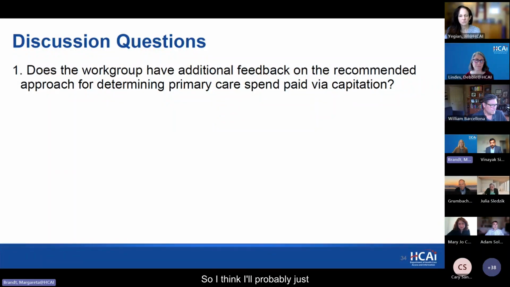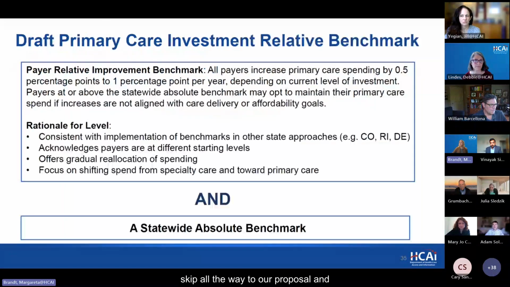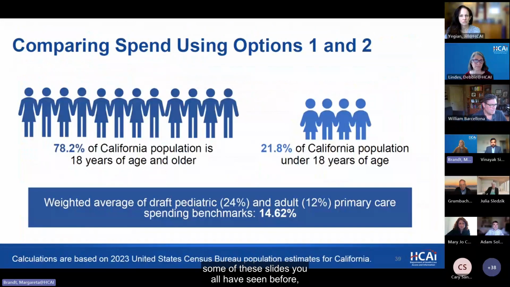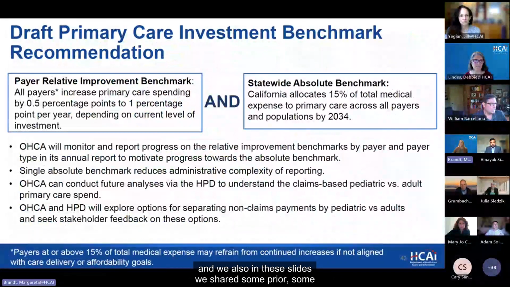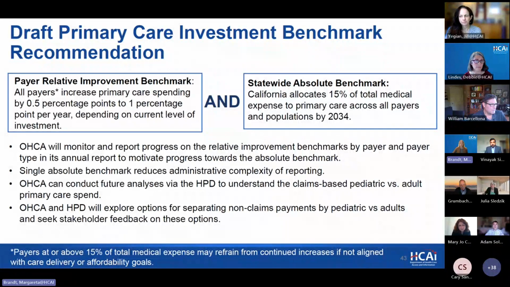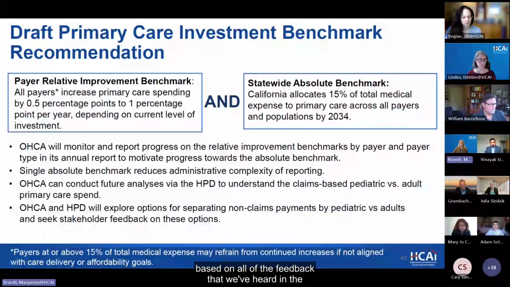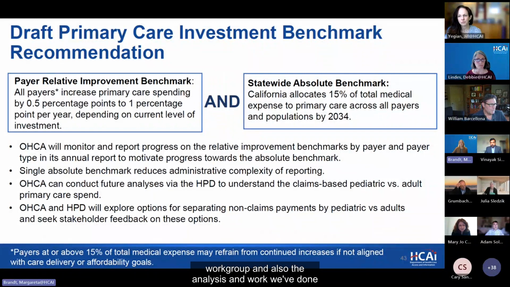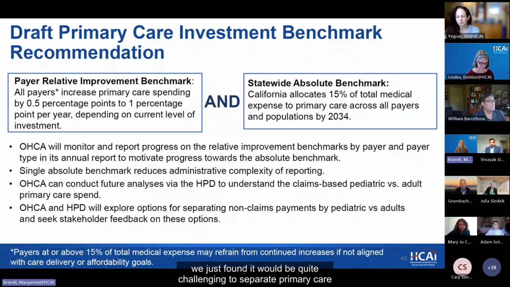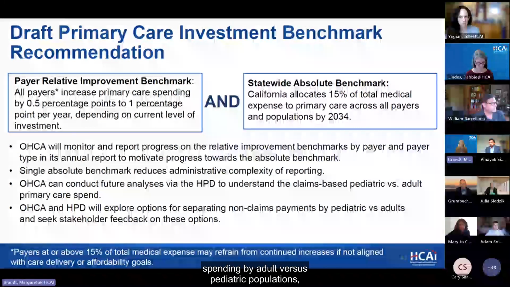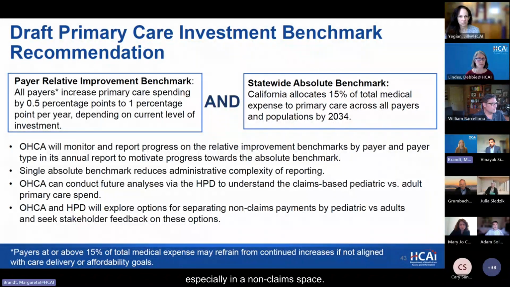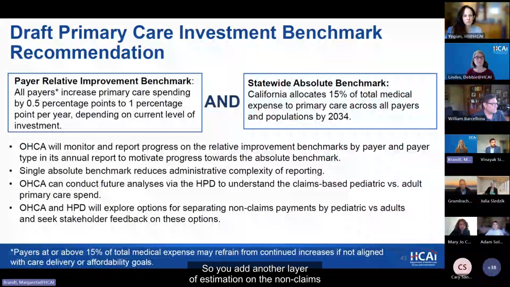Sure. So I think I will probably just skip all the way to our proposal. Some of these slides you all have seen before, and in these slides we also shared some experience in other states. Based on all of the feedback that we've heard in the work group, and the analysis we've done internally to understand what's feasible in terms of a primary care investment benchmark, especially as we discussed for adult versus pediatric benchmarks, we found it would be quite challenging to separate primary care spending by adult versus pediatric populations, especially in a non-claims space. You add another layer of estimation on the non-claims primary care spend when you try to separate them.